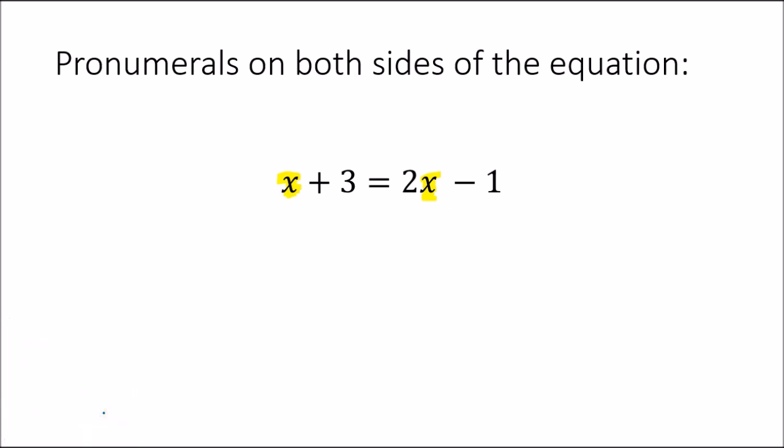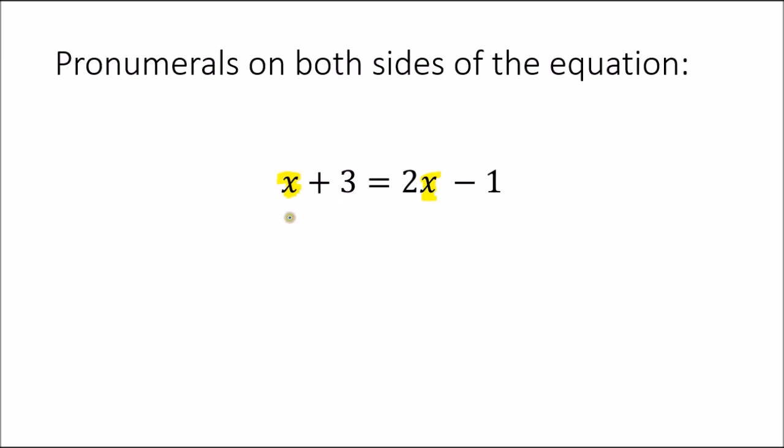Now, in order to do this, basically what I'm doing is combining like terms. Now, like terms are something that we've discussed in algebra previously, so it's a skill that you should already be familiar with. Now, I'm going to work through this example and then I'll show you a couple of others just to show what we can do.